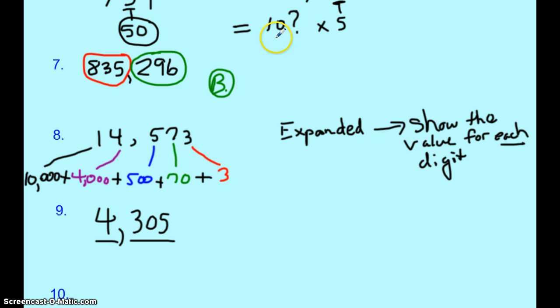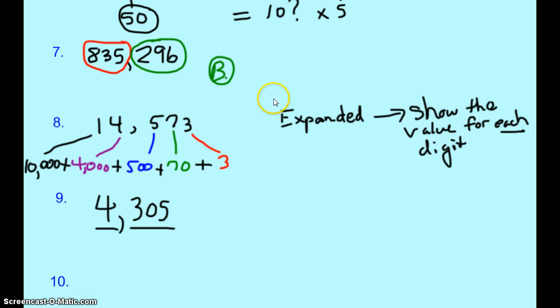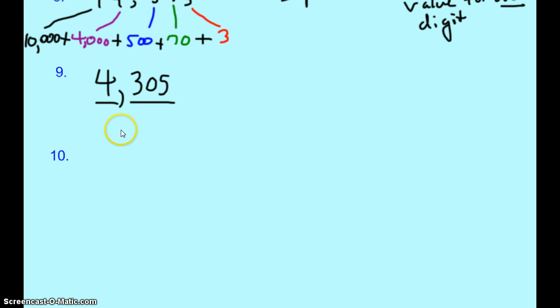Okay. Number 10, how does the value of the 8 in 589,310 compare to the value of the 8 in 598,301? So we're going to need to extend the page a little bit here. So if we write these amounts down, we're comparing again 589,310, and we're comparing it to 598,301.